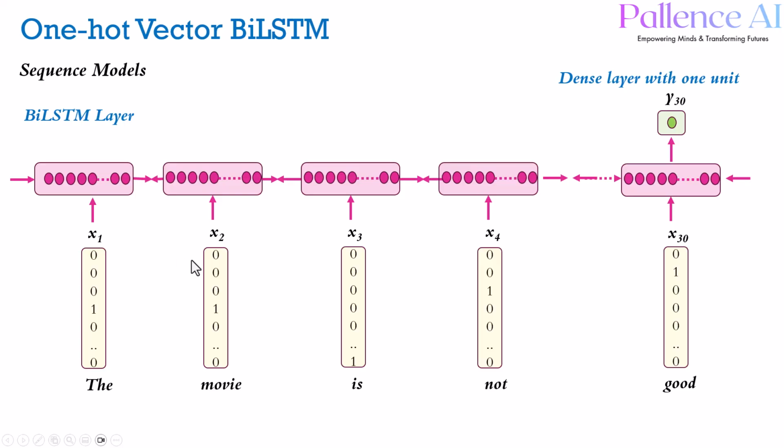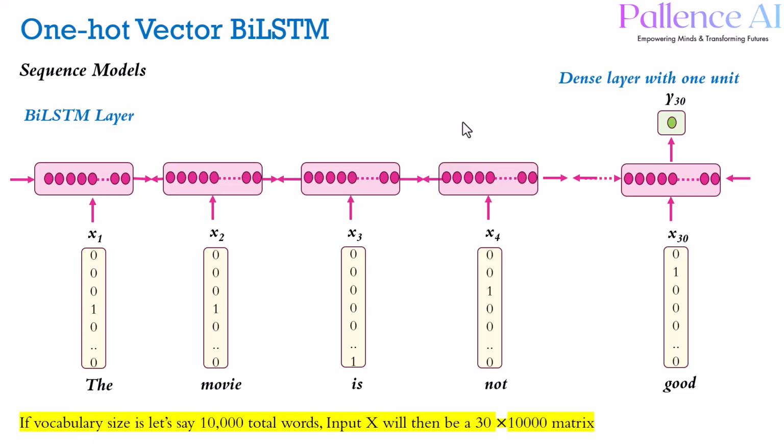So you took your raw text, you standardized it, you tokenized it, and then you converted it into a one hot vector for each word. Okay. And if you do that, this is how your architecture is going to look. Now, if the vocabulary size is, again, let's say 10,000 total words, the input X will now be a 30 by 10,000 matrix, because you have 30 words. Each word is represented as this 10,000 size, one-dimensional vector.